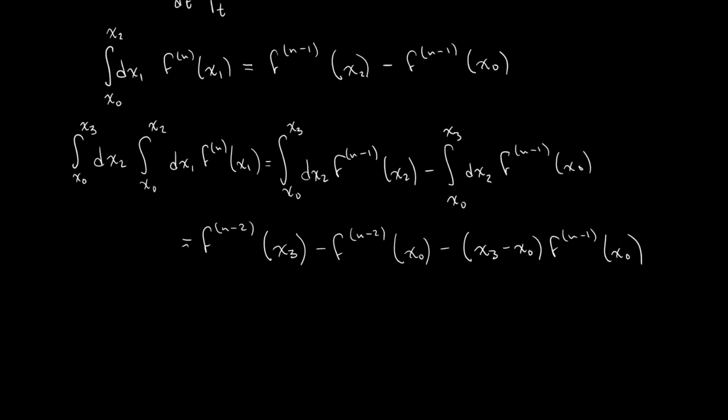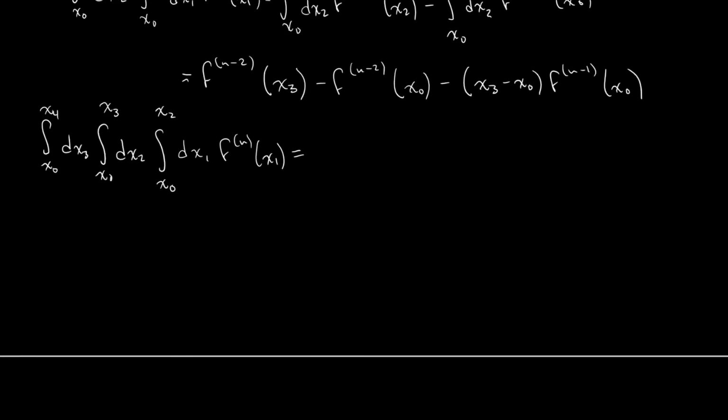Okay, so now we can continue. We can keep doing this. So if we do this again, just to try to get this pattern down, there is a very distinct pattern that shows up, but just to make sure that we see it, why don't we just integrate again? Integrate this time over x3. It's not x2, x1, f^(n)(x1).